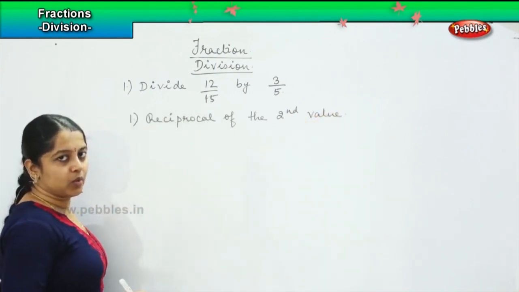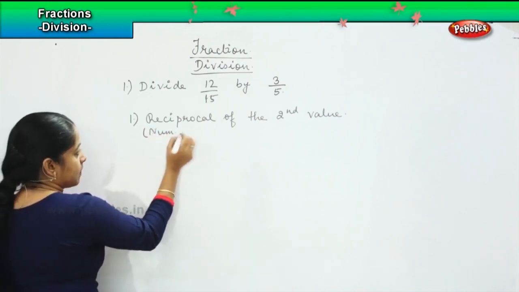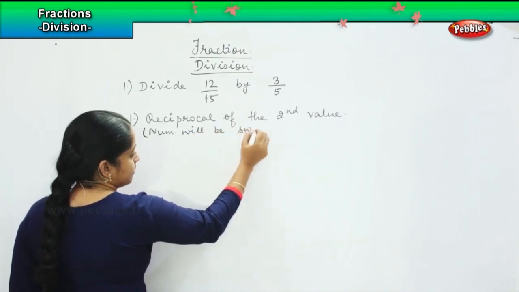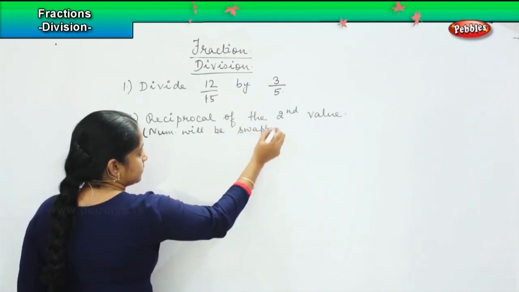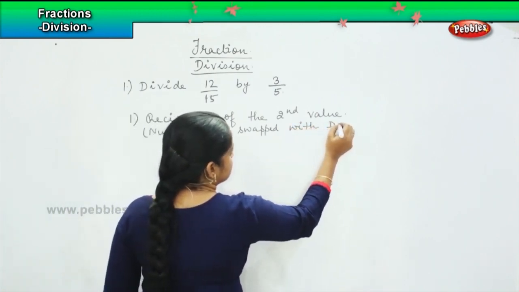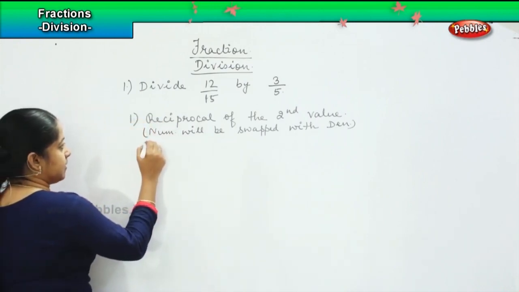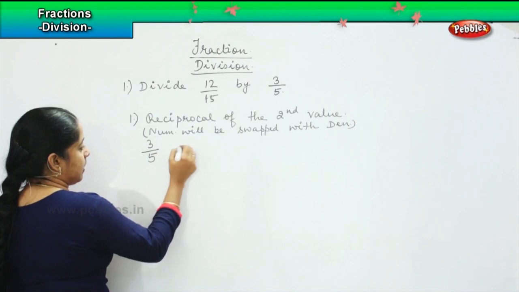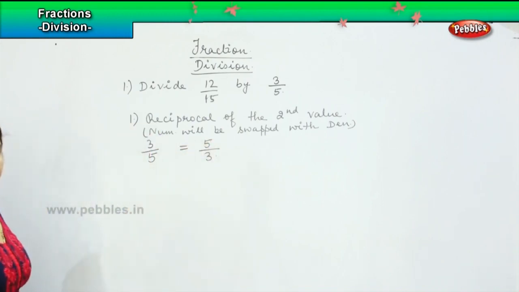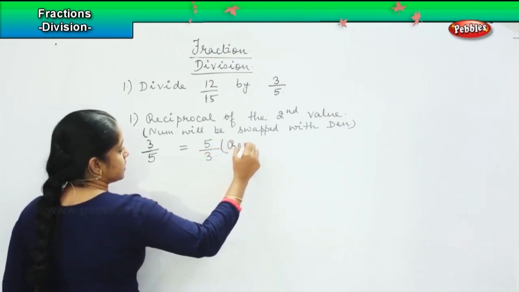So, what do you mean by reciprocal? The numerator will be swapped with the denominator. Okay. So, which means that here 3 by 5 will be written as 5 by 3. Okay. So, now this will be your reciprocal value.